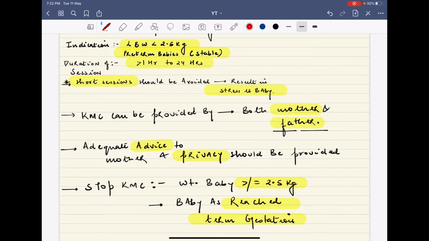During this session the mother can be tired, but you have to remember that during this session the mother can take rest. She can recline on the bed or she can lie in the 45-degree position, and she can continuously provide kangaroo mother care to the baby. Short sessions are avoided or are not required because during these short sessions we have to handle the baby quite frequently, so this can result in additional stress for the baby. This line is clearly mentioned in your textbook, OP Ghai.